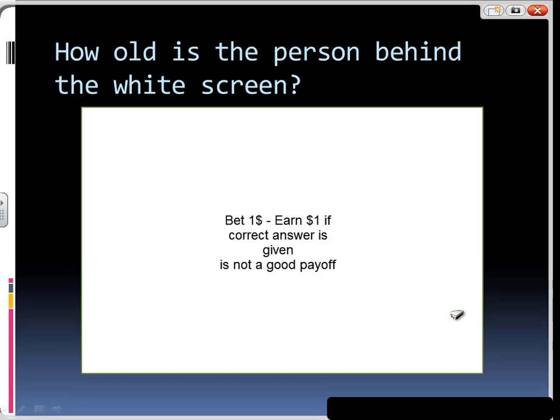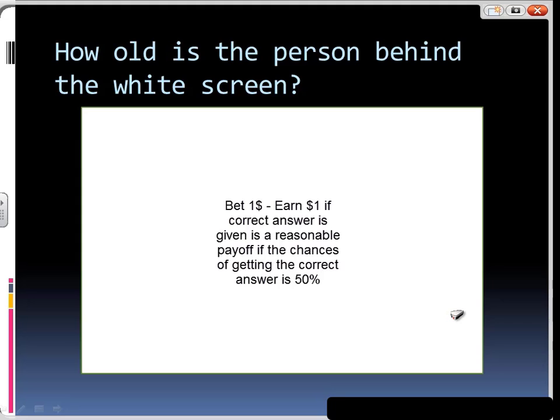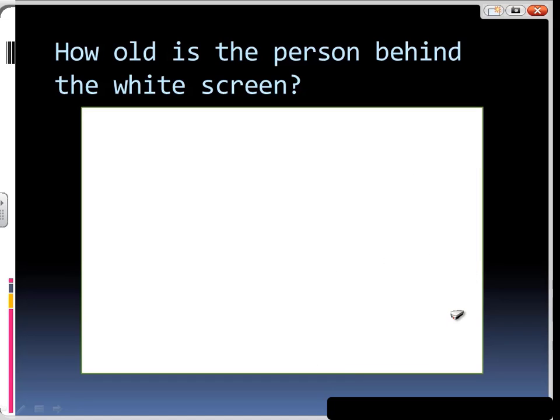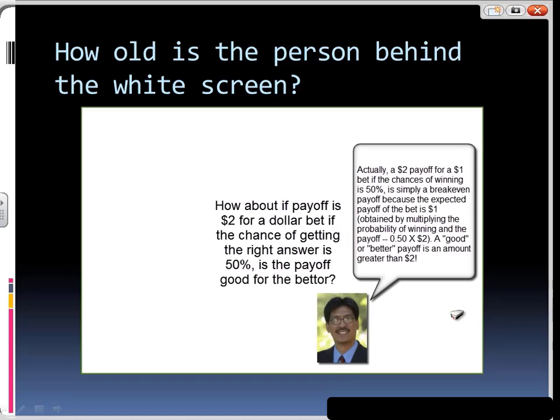Right. The key there is the risk. It's not worth the risk. The probability that you will get the correct answer, right? If the risk is 50-50, or a 50% chance you will get the right answer, is a dollar bet, dollar payoff exchange reasonable? Well, if you play this game 100 times, in the end, you'll end up breaking even, or close to breaking even. But if I said the chance of winning is 50%, you bet $1 and the payoff is $2, is that a good payoff for you?